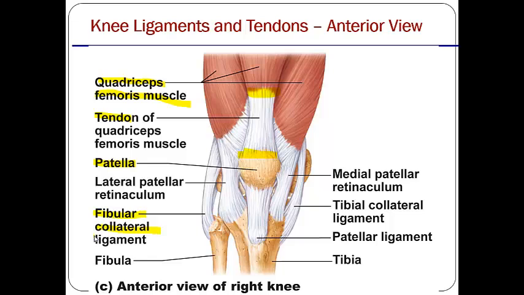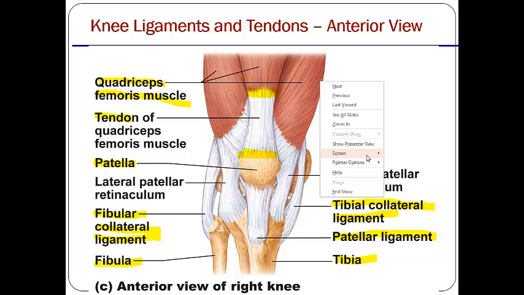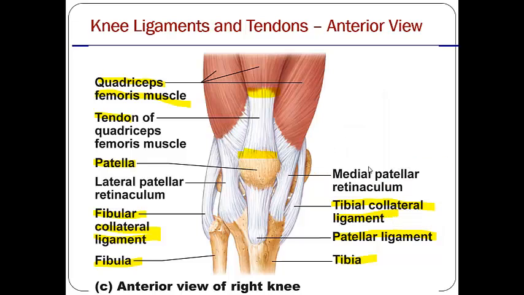The fibular collateral ligament is important to know. This would be one of the examples of the extracapsular ligaments. And then we have the patellar ligament. And as you can see here, the patellar ligament is going to be attaching bone to bone. The fibular collateral ligament is also more commonly called the lateral collateral ligament, because you know that the fibula is on the lateral side, and the tibial collateral ligament is also called the MCL, the medial collateral ligament, because again, the tibia is on the medial side.